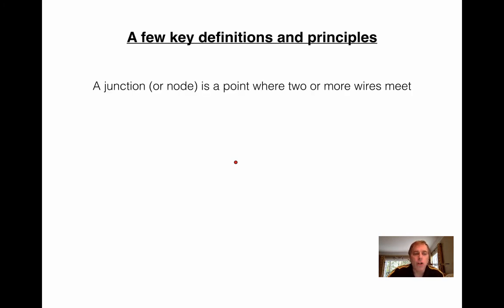Okay, let me just introduce very quickly a few definitions and principles we work with. Well, we've seen most of that already. What we call a junction or a node is a point where two or more wires meet. In general, there's an exception to that rule, I'll come back to that later. But usually, when you reach a node, a current will split.